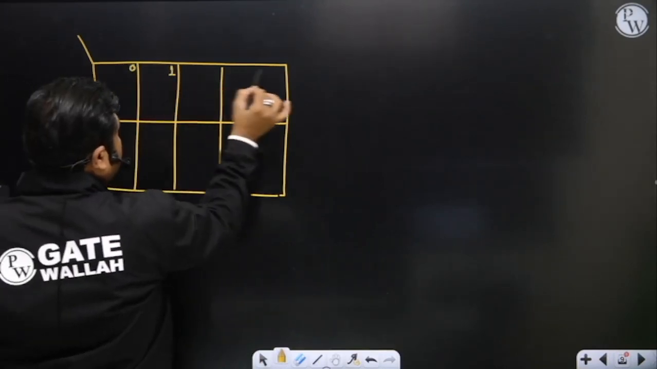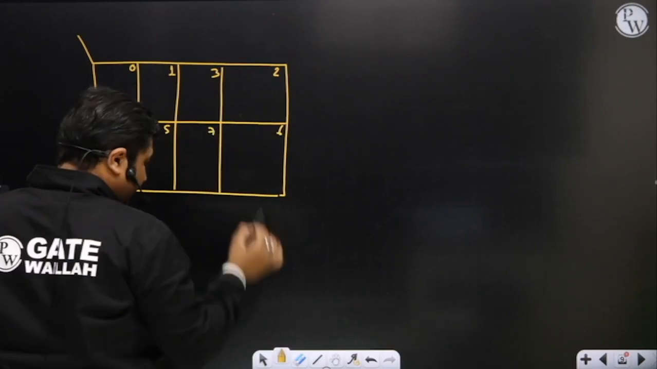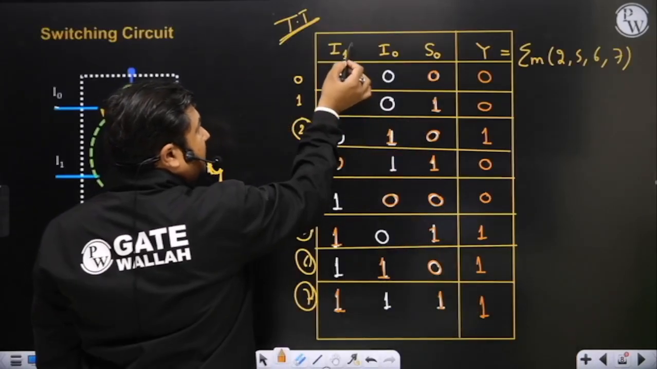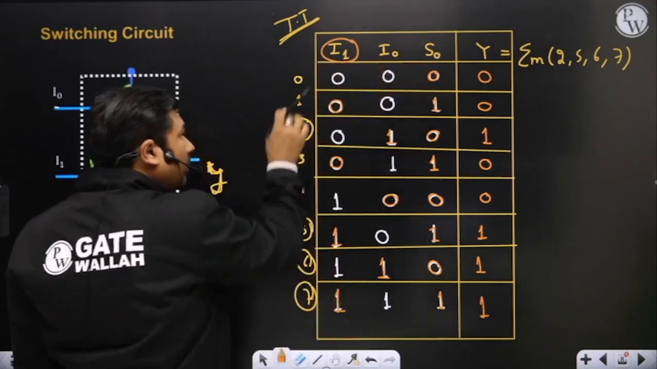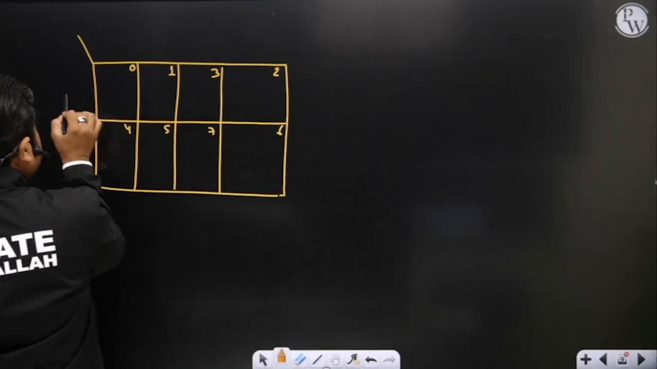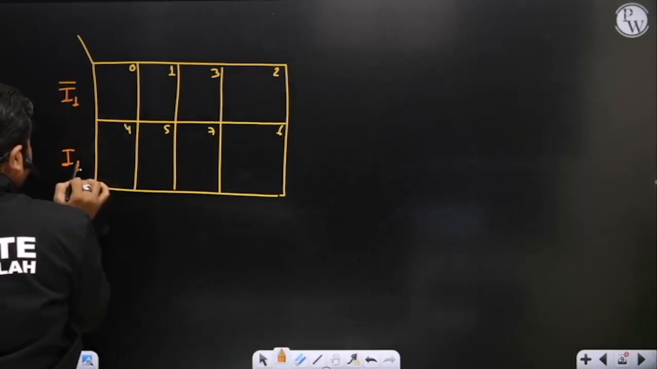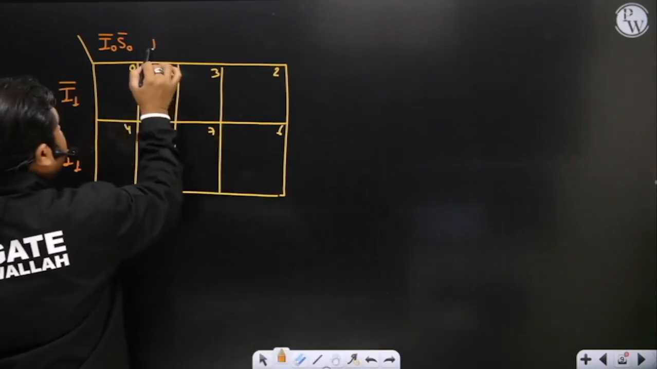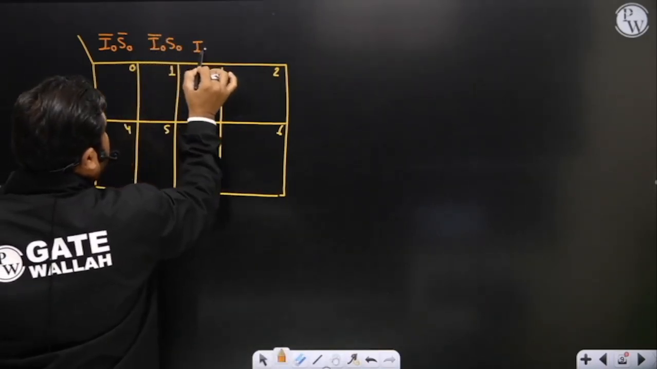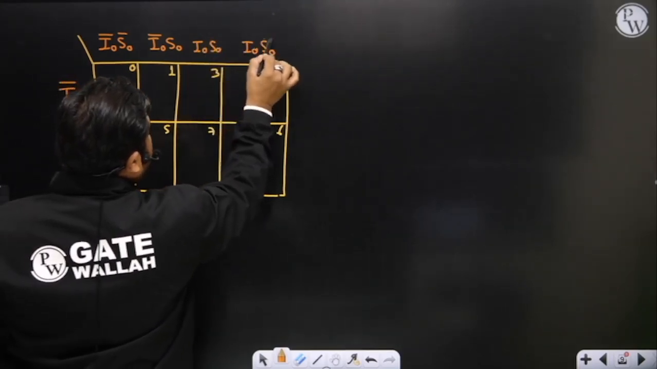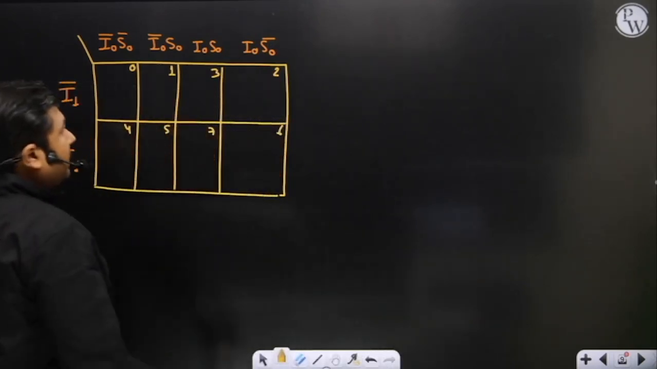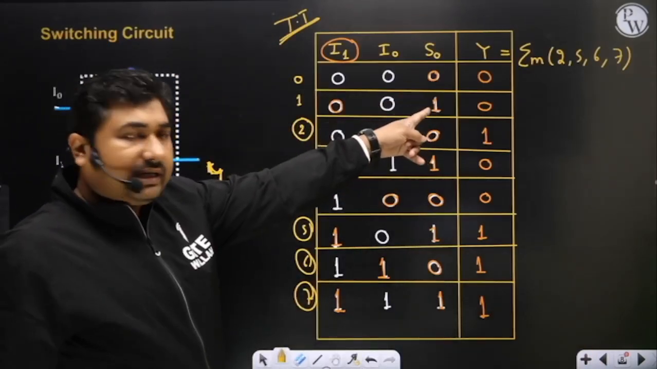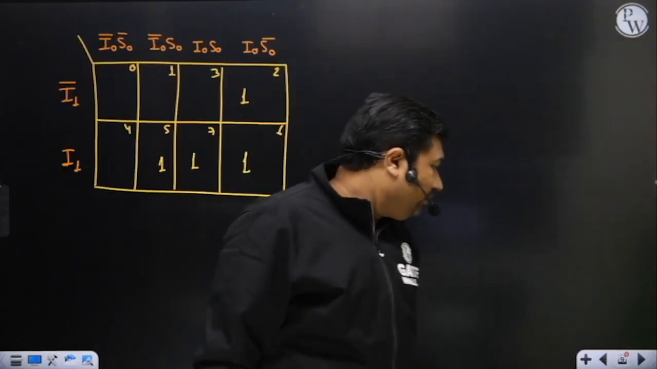So, 0, 1, 2, 3, 4, 5, 6, 7. What is the MSB? In this truth table, I have taken the MSB as I1 and S0, and accordingly all these numberings are placed. The MSB is I1 bar I1, and the LSB is I0 bar S0 bar, I0 bar S0, I0 S0, I0 S0 bar. We are getting logic 1 at positions 2, 5, 6, 7.